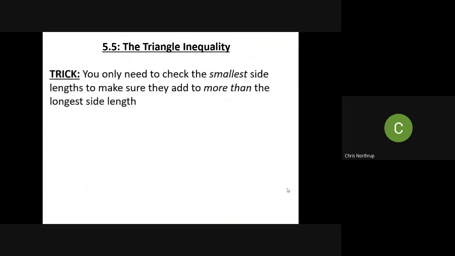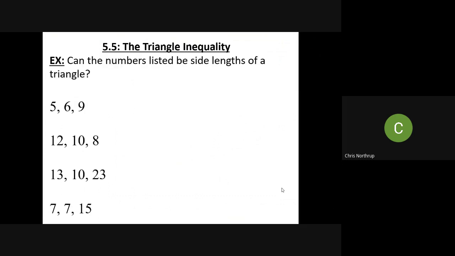So here's a trick. You really only need to check the smallest side lengths. Make sure that they add to more than the longest one. So, for example, let's say we have all of these triples: 5, 6, 9; 12, 10, 8; etc. And someone asks you, can you form a triangle with these numbers being the side lengths? To do a quick check, you just look at the smaller numbers. So that first triple, 5, 6, 9.